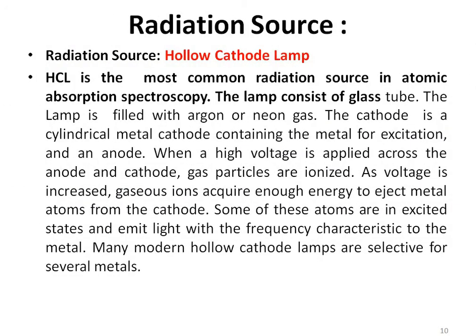The hollow cathode lamp is the most common radiation source in atomic absorption spectroscopy. The lamp consists of a glass tube filled with argon or neon gas. The cathode is a cylindrical metal cathode containing the metal for excitation, and there is an anode. When a high voltage is applied across the anode and cathode, the gas particles are ionized. As voltage is increased, gaseous ions acquire enough energy to eject metal atoms from the cathode. Some of these atoms are in an excited state and emit light with the frequency characteristic of the metal. Many modern hollow cathode lamps are selective for several metals.